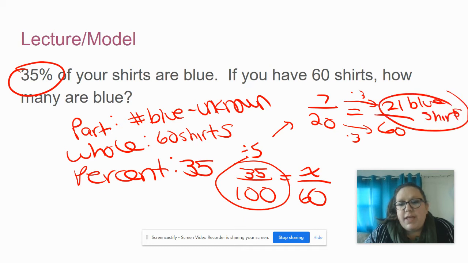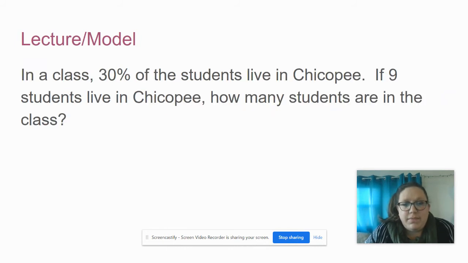So your restatement would sound something like, she had 21 blue shirts. This is because 35% simplifies to 7 over 20. Then you would go from a total of 20 to a total of 60 by multiplying by 3. 7 times 3 is 21. All right, let's keep going.